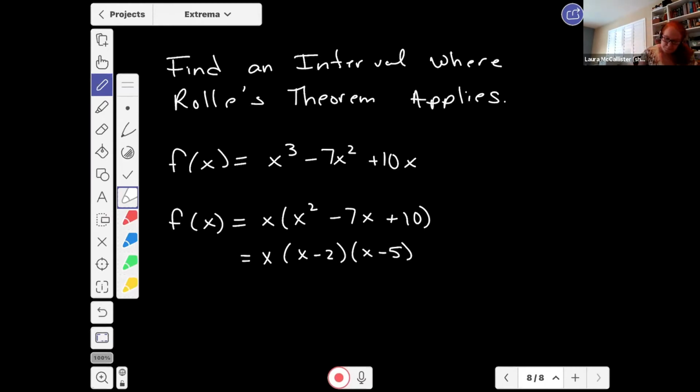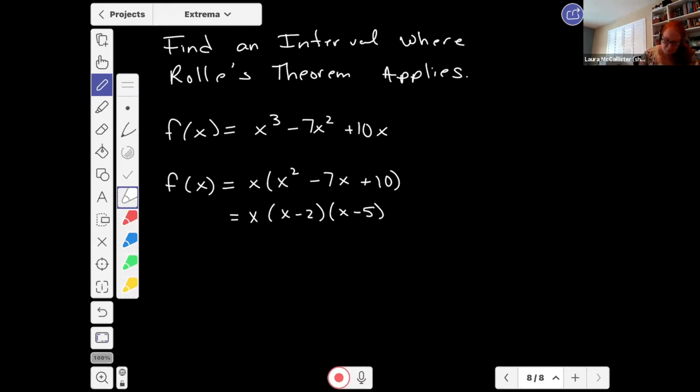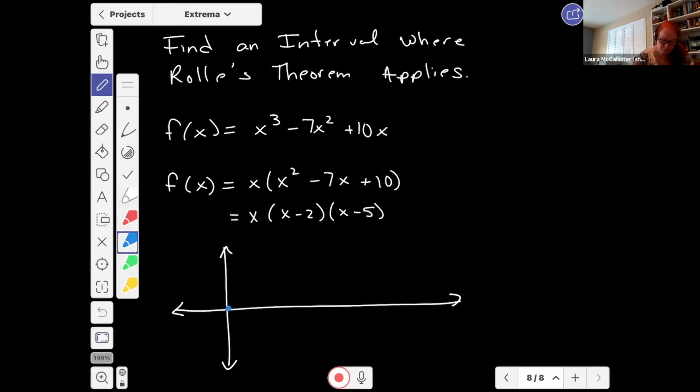So if I go through and sketch this graph out, and I really do hope this is what your intermediate algebra or pre-calc teacher had you do, just to sketch it first. I know a 0 happens here. I know a 0 happens at 2.